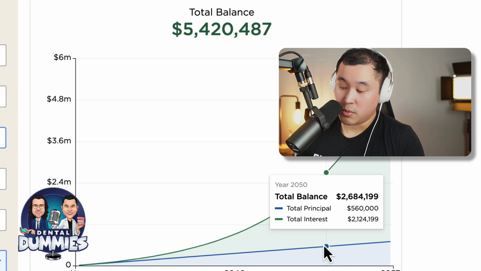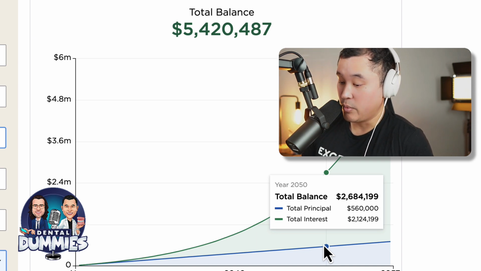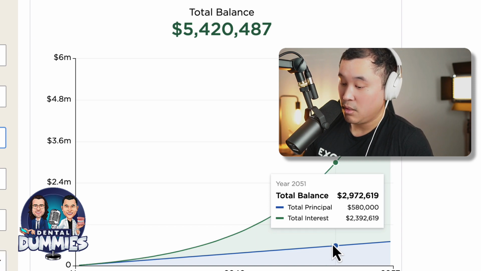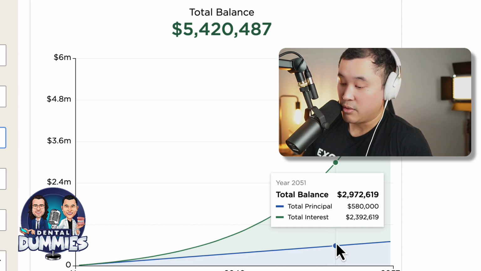So let's look at this one. Total balance. We can just look at the interest alone, right? So we're at $2.1 million of interest in the year 2050.